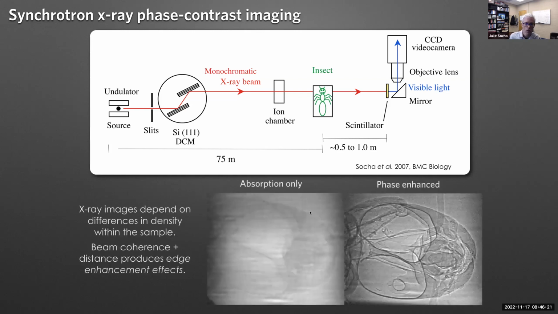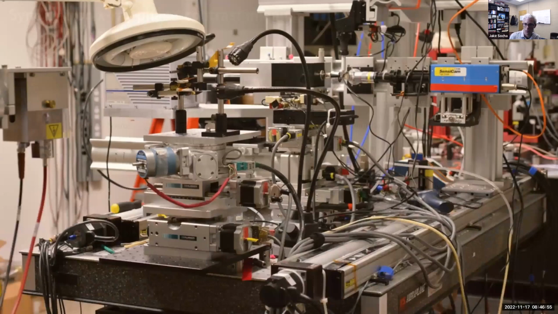Okay, and so given that you have the partial coherence, what you get is a phase contrast effect with this distance. On the left here is an absorption only image, like at the scintillator or right against this insect, and on the right is a phase enhanced image where our insect is in the range of half a meter to a meter away. Sometimes we work closer as well, but you can see the details that now pop out of this ant head. Okay, so what does it look like in practice?